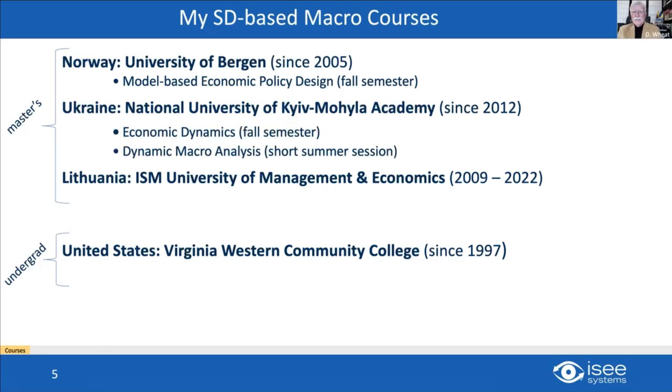Since 2012, I've been teaching courses at Kyiv Mohyla Academy and also University in Lviv in Ukraine. And those courses, one's in the fall, one's in the summer. I've got one coming up in about a month. Economic Dynamics is a fall semester course, and Dynamic Macro Analysis is a short summer session for those who have already taken other courses that I've offered.